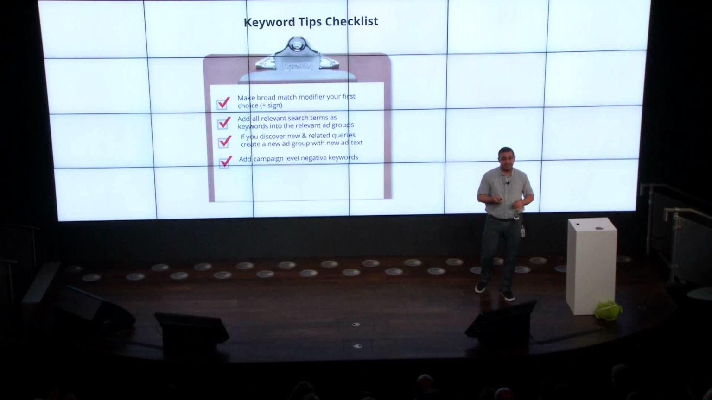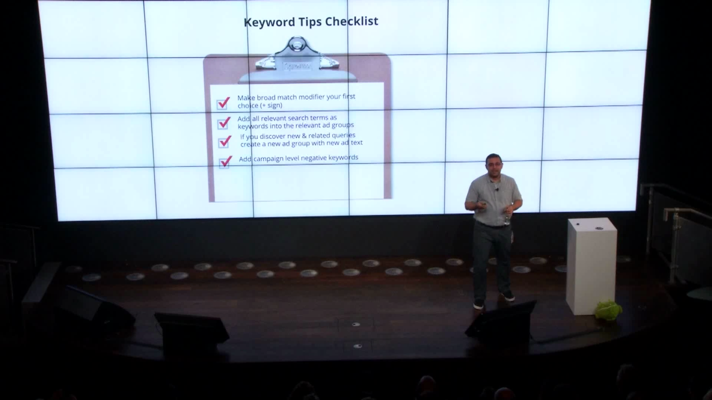Add campaign level negative keywords. Don't spend time adding the same negative keyword, for example, games, at the ad group level for 10 different ad groups every time. There's a campaign level negative keyword feature. You can add them at the campaign level, and it will impact all the ad groups underneath.